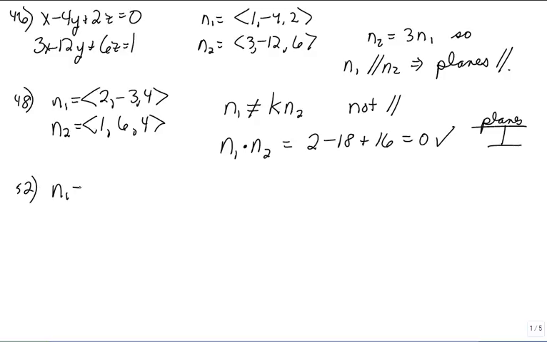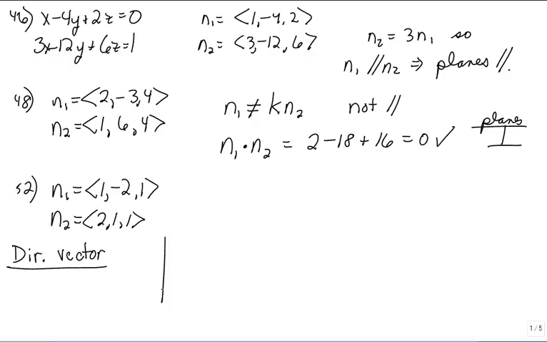Okay, the normal vector for plane 1 is 1, negative 2, 1. And the normal vector for plane 2 is 2, 1, 1. So let's get the vector that's orthogonal to both, and that will be the direction vector of the line. That's n1 cross n2, so that'll be the direction vector.